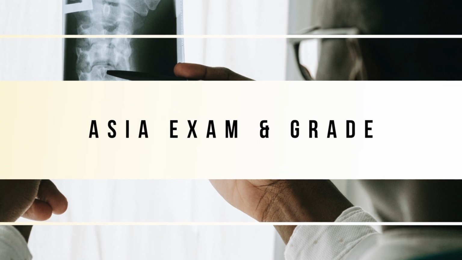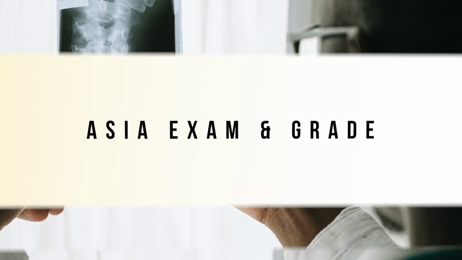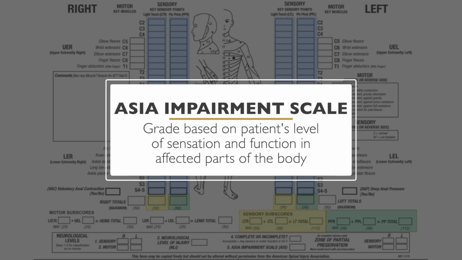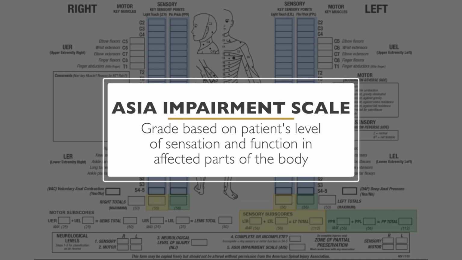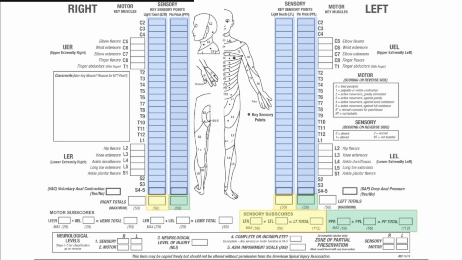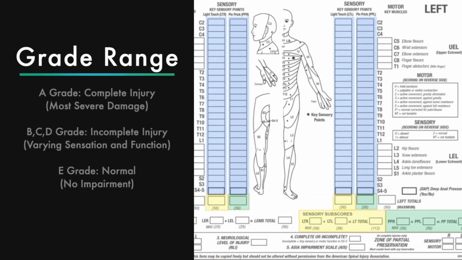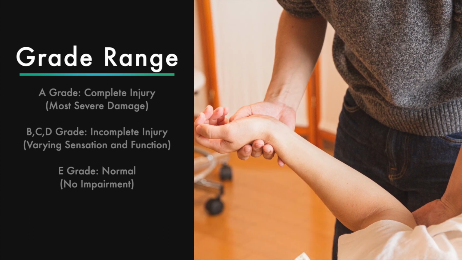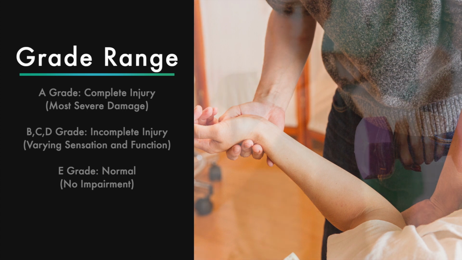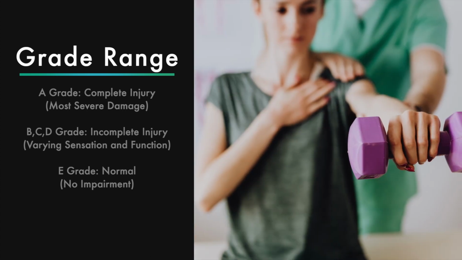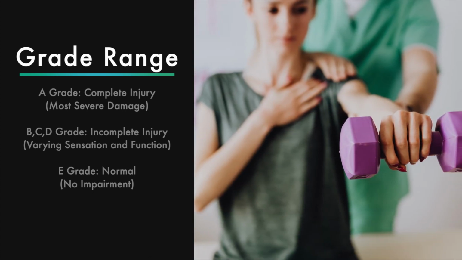The American Spinal Injury Association, or ASIA exam, is usually administered within 72 hours of an injury in order for the medical team to determine the severity of the spinal cord injury. The grade is based on the patient's level of sensation and function in affected parts of the body. The scale ranges from the letters A through E, and A is designated as a complete injury, the most severe damage. Grades B, C, and D are incomplete injuries with varying sensation and function, moving towards an E grade, which means no impairments in sensation or function.